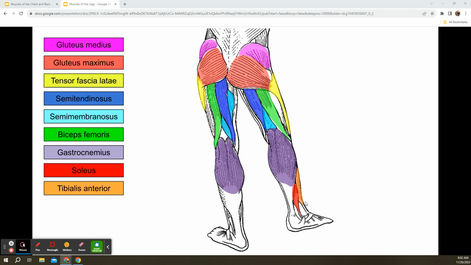Next, let's take a look at the soleus. Its origin point is at the head and shaft of your fibula and the posterior surface of your tibia, and its action is also to help plantar flex your foot. And finally, we have the tibialis anterior. This one has an origin point up at the tibia and fibula, and its action is very similar. It helps with plantar flexion and inversion of your foot, but also supports your arch.